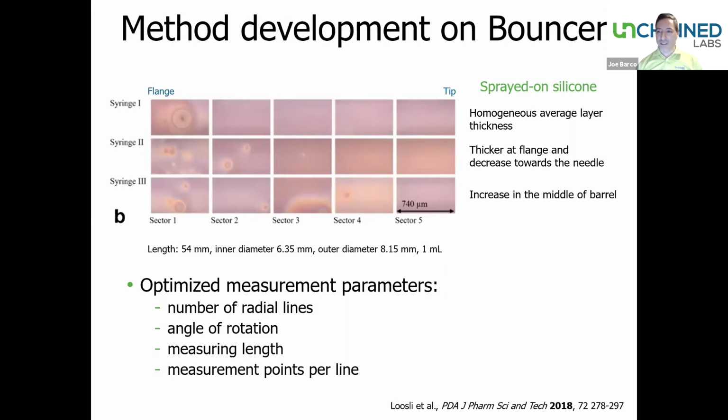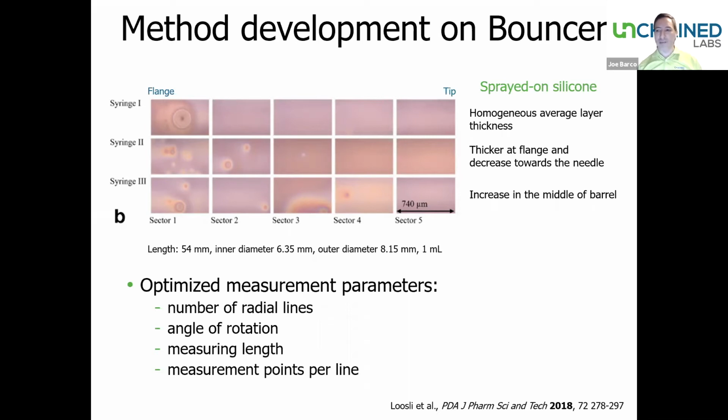In this particular study, we're going to start with 3 syringes. These have a known silicone distribution, so they're sprayed on silicone. Syringe 1 has an average, basically a homogeneous thickness to the silicone coating. Syringe 2 has a thicker layer of silicone at the flange, the top of the syringe barrel, and then that decreases as you get towards the needle. And then syringe 3 has this blip in the middle that has a higher level of silicone present. This is a 1 ml glass syringe.